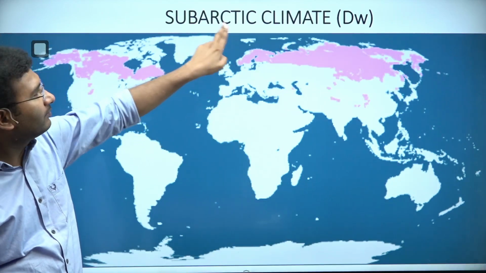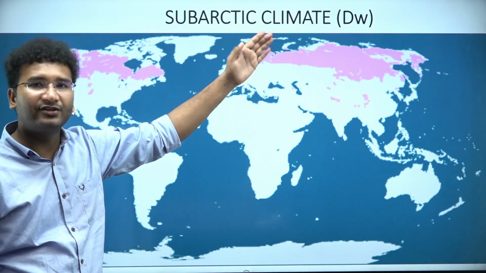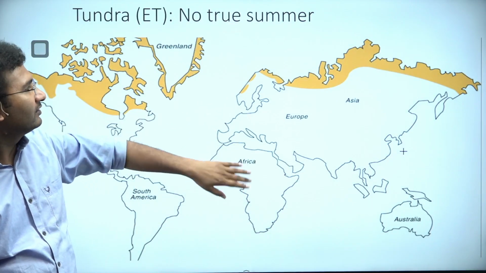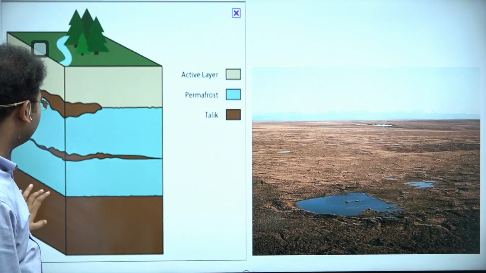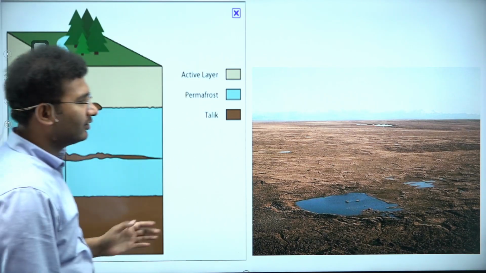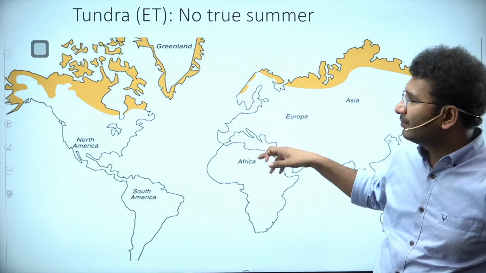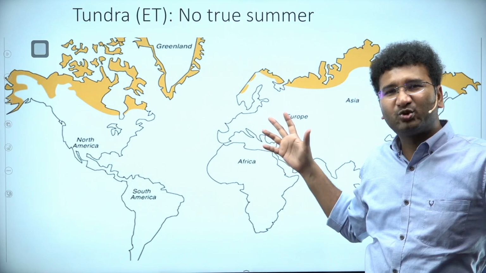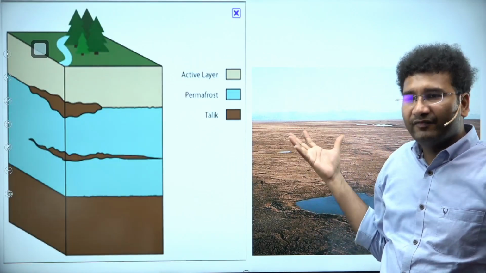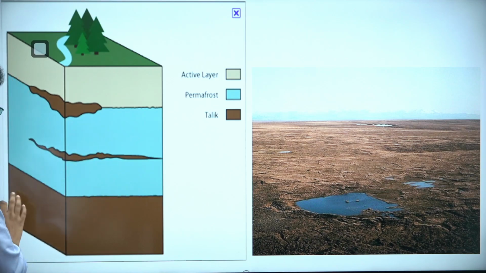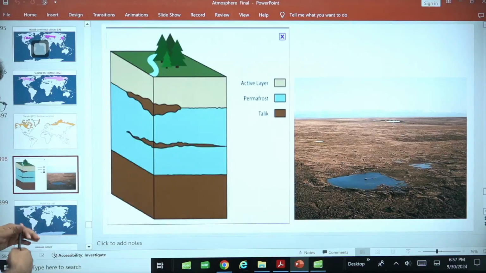Come to subarctic climate. Near the polar region you will find this type of climate. No true summer in the northern regions. Like that, these are all your permafrost regions. Permafrost regions are in the Arctic region. These are your Arctic regions where it is completely tundra type of climate, where there is no vegetation. It is a fully permafrost region, right? This is your permafrost region.